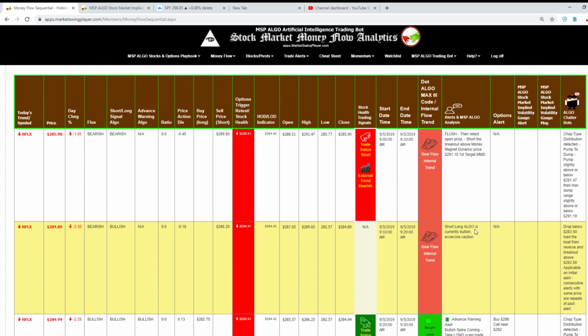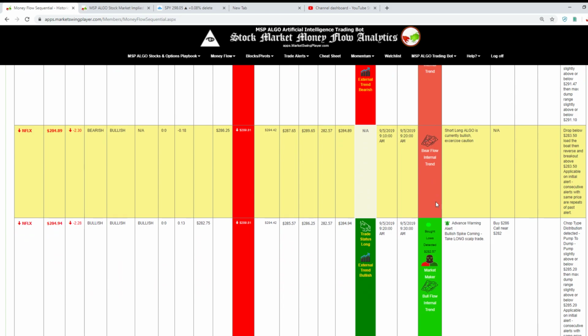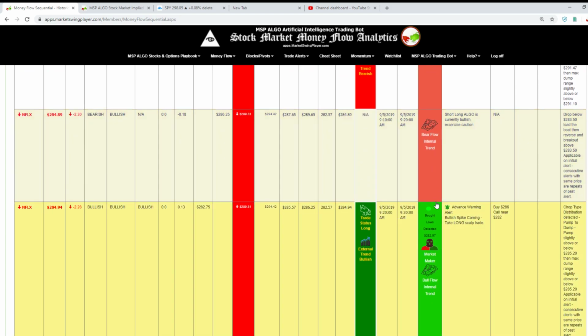And so when the market opened, the traders see it looked like a short, right? You see, the trend is red. It's red. But who do we see here? Good morning, Mr. Market Maker. Hi. Bought lows detected, 282.57. Okay. We see that the market is bearish, but we see our internal signals are saying bullish, bullish, bullish across the board.